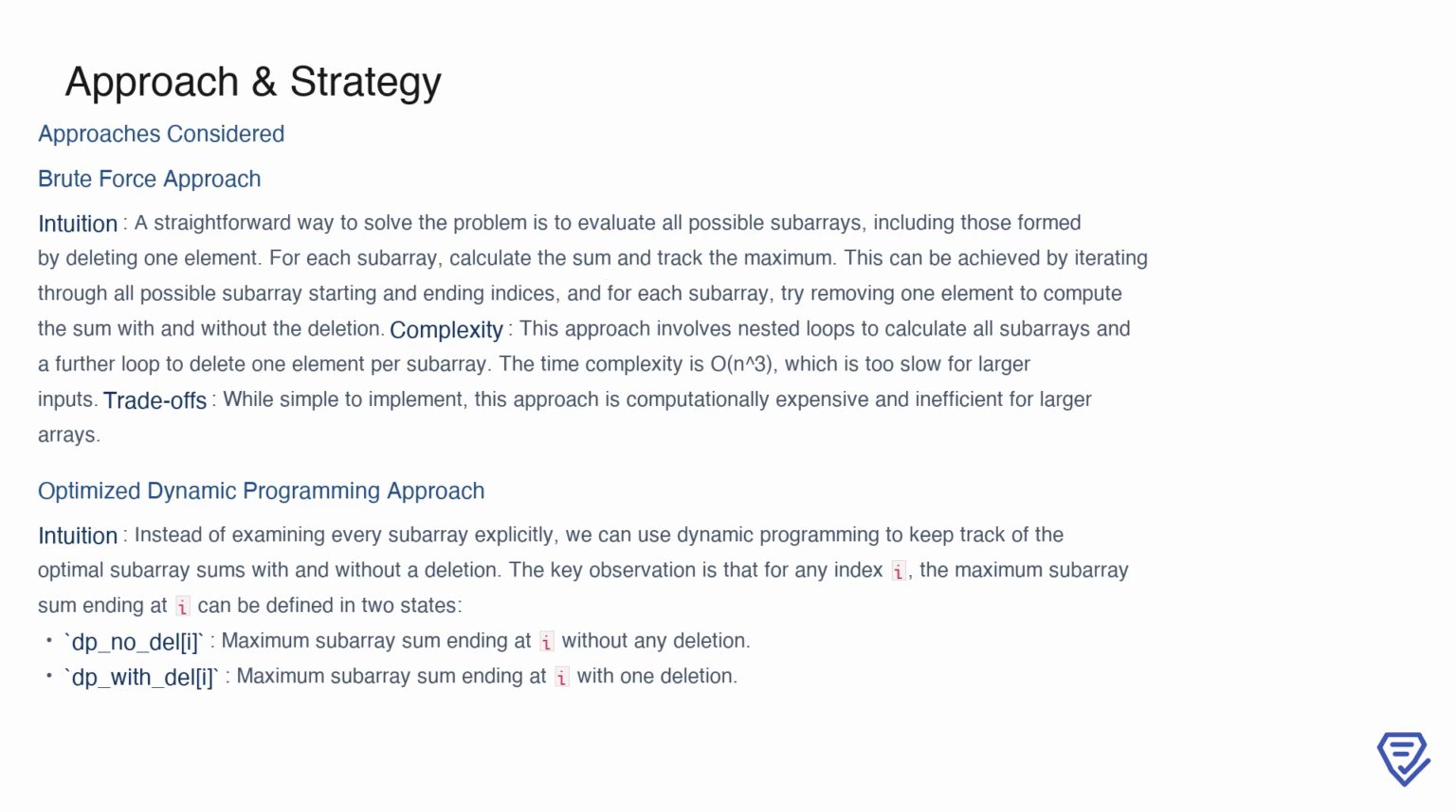Here, the main idea is to avoid explicitly evaluating every possible subarray. Instead, we can use dynamic programming to track optimal subarray sums in two distinct states. The first state, dp_no_del[i], represents the maximum subarray sum ending at index i without any deletions. The second state, dp_with_del[i], represents the maximum subarray sum ending at i where one deletion has occurred. This shift in perspective allows us to simplify the problem and focus on maintaining these two states as we iterate through the array.